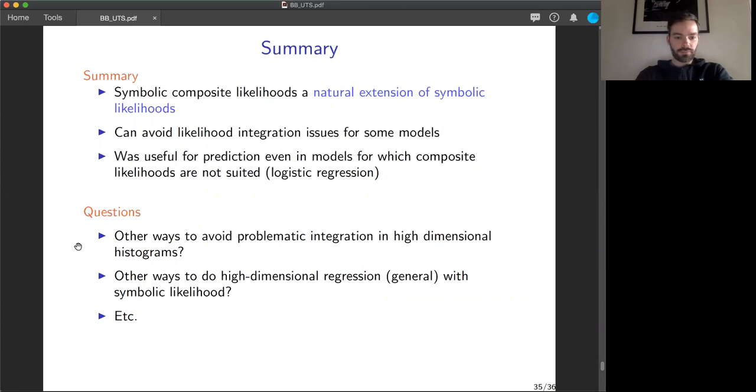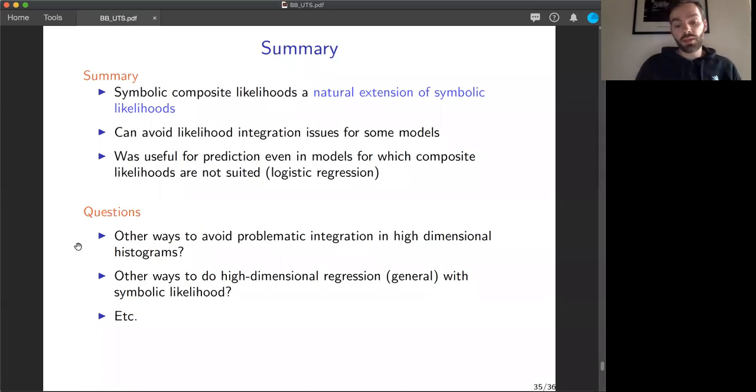So there are some open questions other than the ones that I've already stated throughout the talk. Maybe there are some better ways to actually deal with the high-dimensional histograms and the integration. Maybe there are better ways of computing these integrals rather than going through composite likelihood methods.